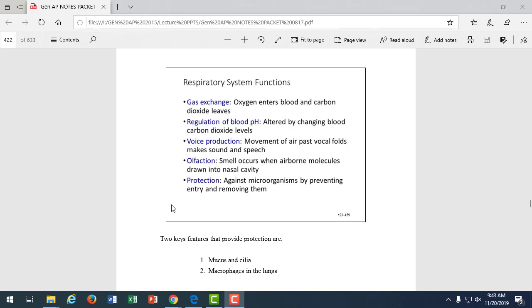So when you look at functions of the respiratory system, gas exchange is huge to this system because we're, again, taking in oxygen, getting rid of carbon dioxide. So that happens by diffusion. Remember that gases like carbon dioxide and oxygen can just diffuse across the plasma membrane. They don't need a carrier. They don't need any kind of protein. They just go from high to low.